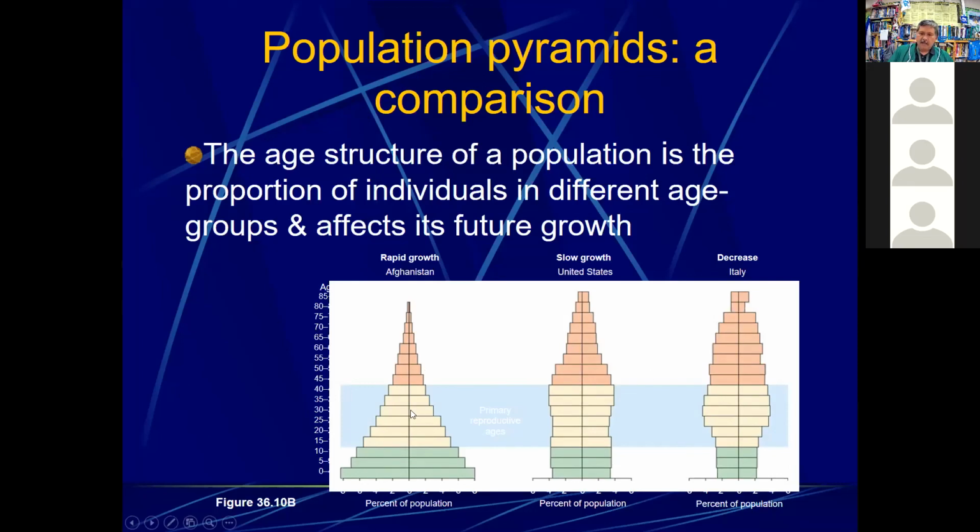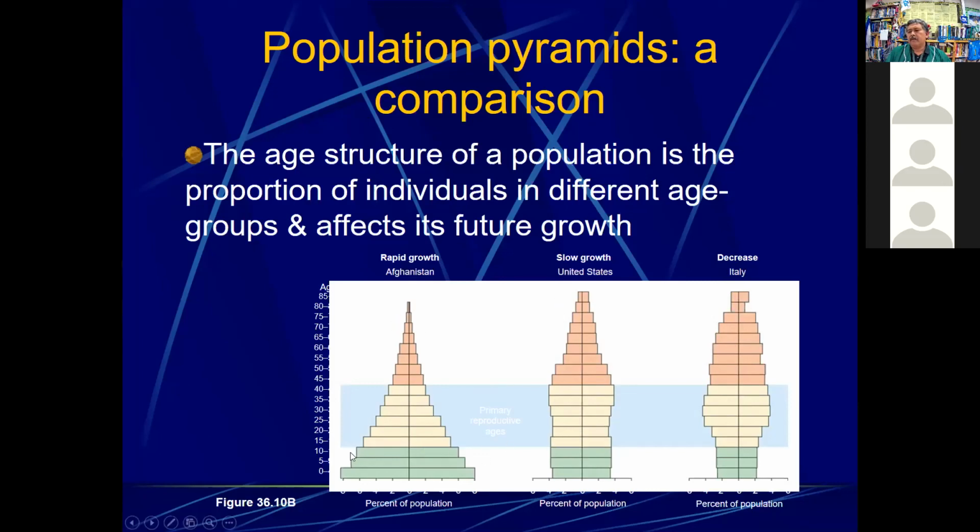Sometimes you can see a really small male population, and that represents males that were killed in war. Later in life, the frequency of females to males is much higher. So there are more women age 80 to 85 than there are males age 80 to 85. And so you can see a difference right there in all of the different countries.